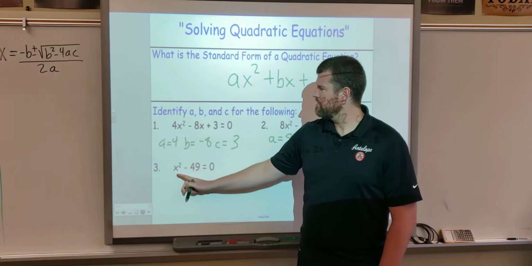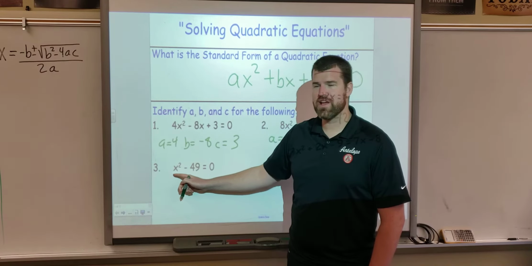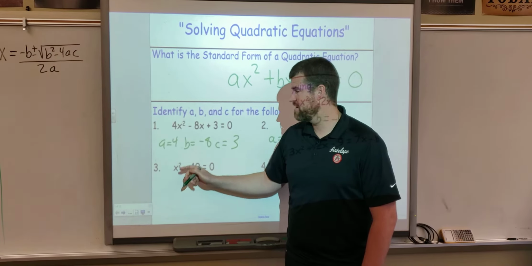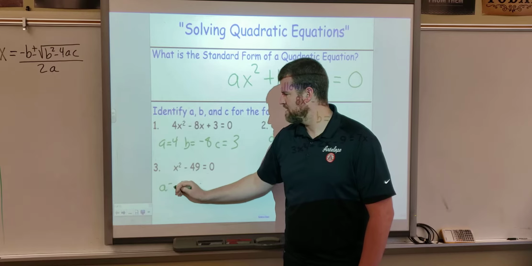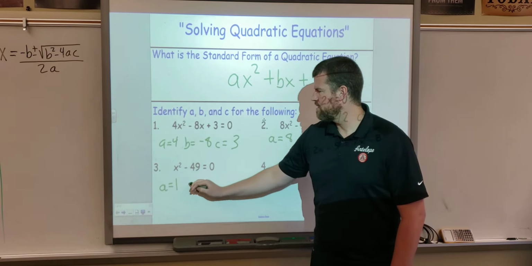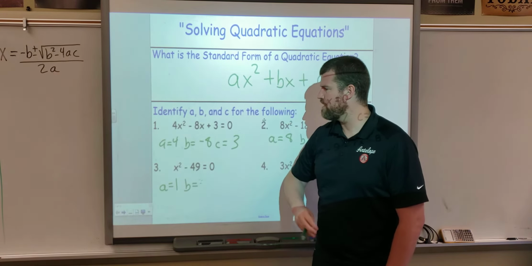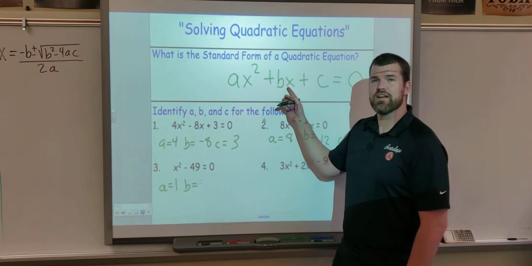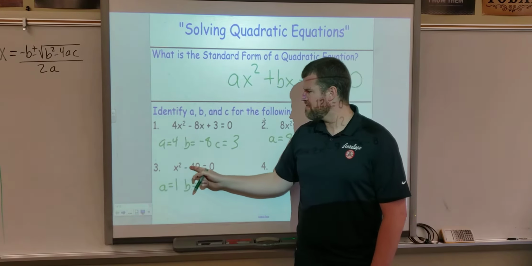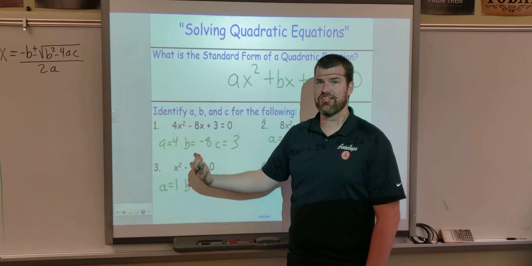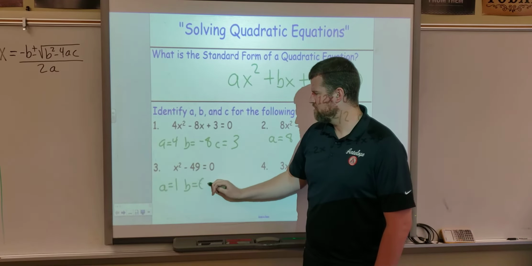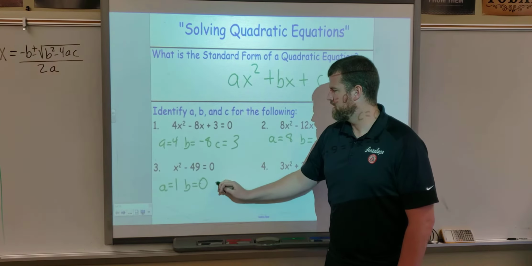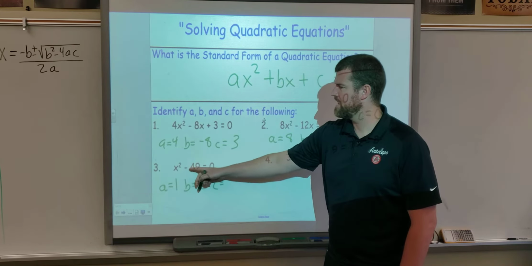In this example, our ax squared, there's no number there, but we know that we do have an x squared. So that means our a value is 1. Our b value, we have to be careful here not to put negative 49 because our b needs to have a variable attached to it. And this one does not have any single x. So our b value is 0. And then our c value, our constant, is the negative 49.